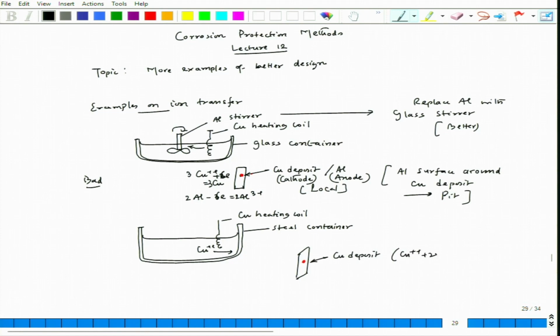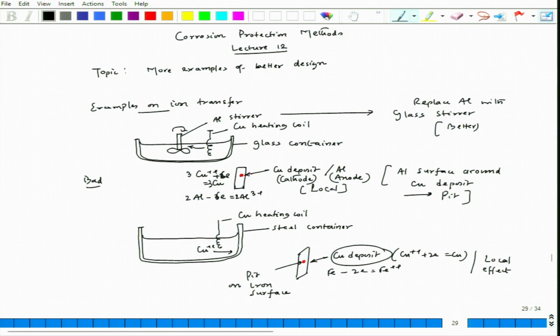Same reaction, and iron will dissolve. Now, this copper deposit and the iron dissolution phenomenon would happen locally. Again, it is a local phenomenon, and that would lead to another pit around this zone. So, here we will have a pit on the iron surface, and this pit will continuously grow, and then it might lead to a leakage in the steel container.